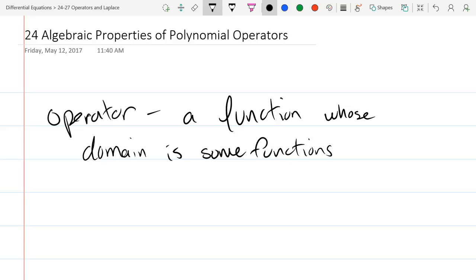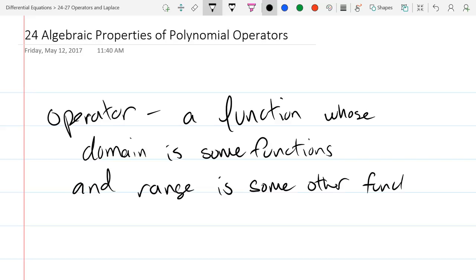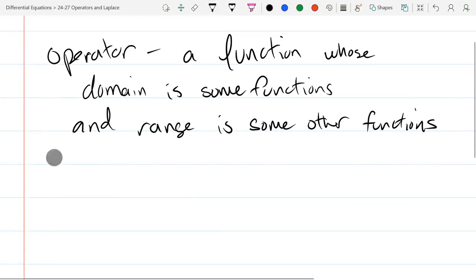Now I'm using the word some functions because functions that are not differentiable, obviously you cannot apply a differential operator to them. So some functions, and range is some other functions. Now all the functions we're going to look at are going to be differentiable, and generally their derivatives will also be differentiable as well. So that's what an operator is.